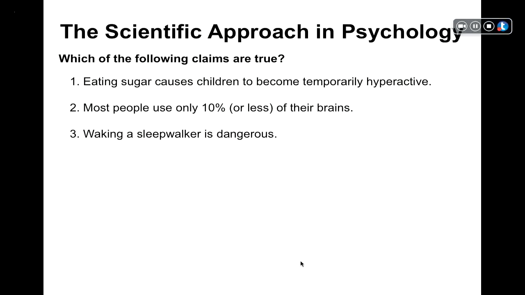Let's talk a little bit about the scientific approach in psychology. And we'll start by looking at some claims that you might have some understanding of. So 1, eating sugar causes children to become temporarily hyperactive. True? False? 2, most people use only 10% or less of their brains. 3, waking a sleepwalker is dangerous. So just consider these statements and the extent to which you buy into them. Do you believe they're true or possibly false?